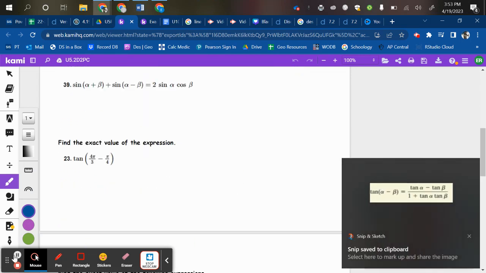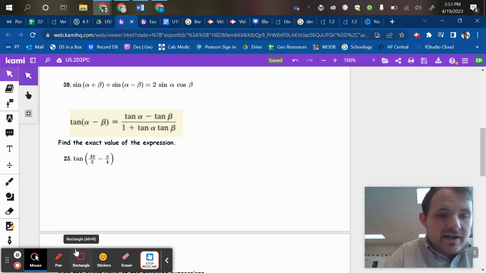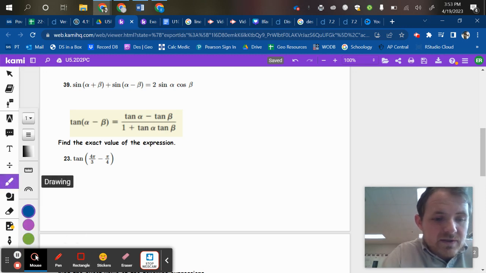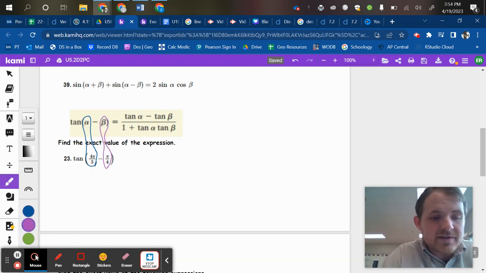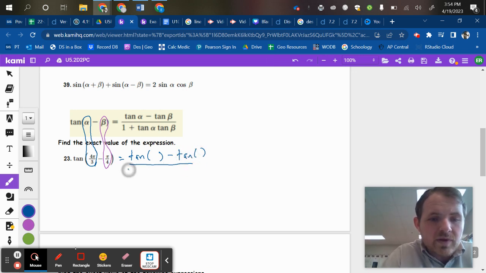Now, when I always talk about the skeleton step, I highly recommend using it in this question because there's so much happening there. So 4 pi over 3, that is in the A spot, and pi over 4 is in the B spot. So again, I'm going to trust that skeleton step, that it's worth my time to write it down. So I'm going to leave it as tangent minus tangent all over 1 plus tangent times tangent.